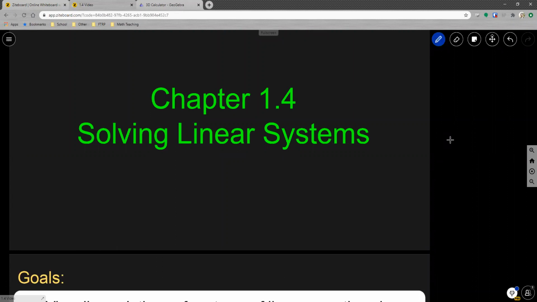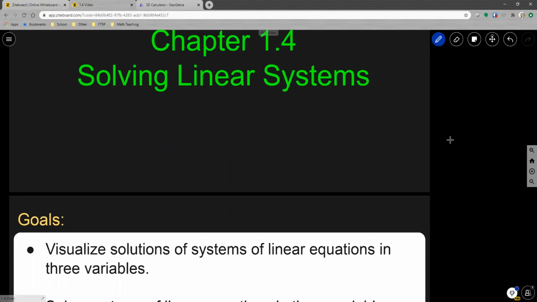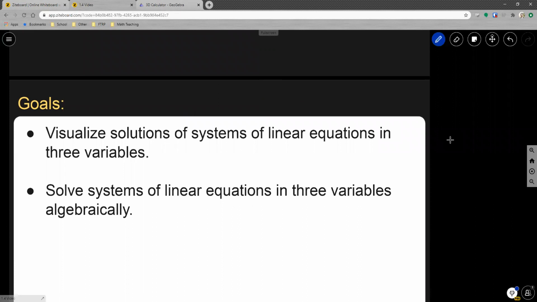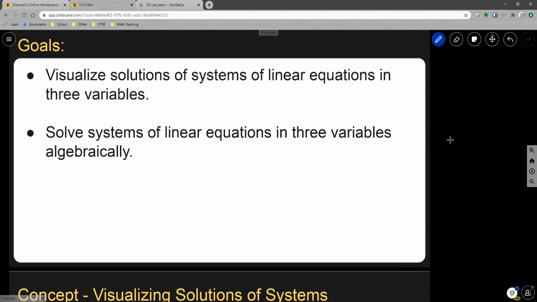This is also another skill that will be important in later chapters because we need to learn how to work with multiple equations at the same time to solve for common variables. So our goals for this section are to visualize solutions of systems of linear equations in 3 variables. That's a minor goal. And then the major goal is to solve systems of linear equations in 3 variables algebraically.